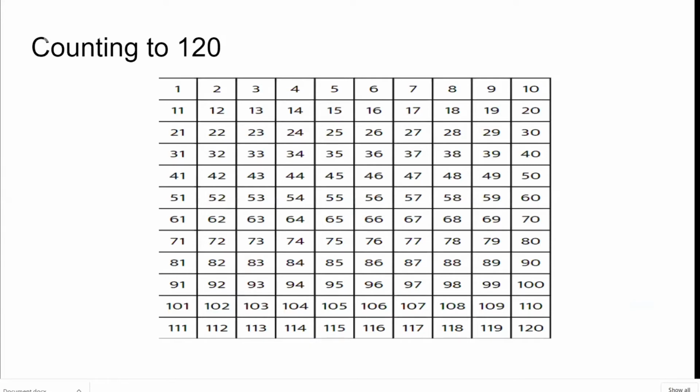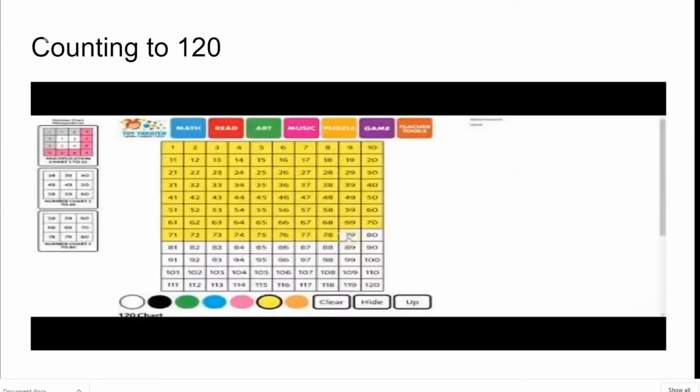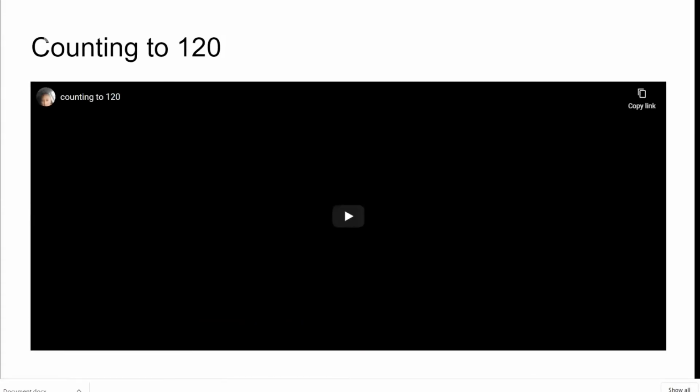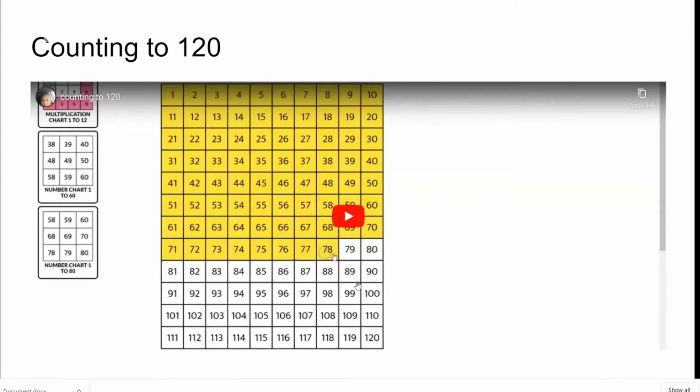Today, we're going to be using our 100 chart. This chart goes up to 120. It's going to help us with skip counting backwards and forwards by tens. You can use a 100 chart at home to help you. Here is my 100 chart. It goes all the way to 120. Can you count to 120?